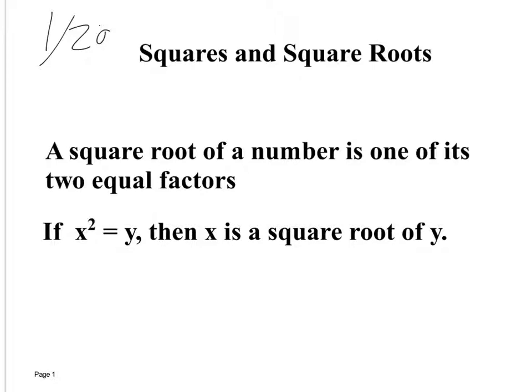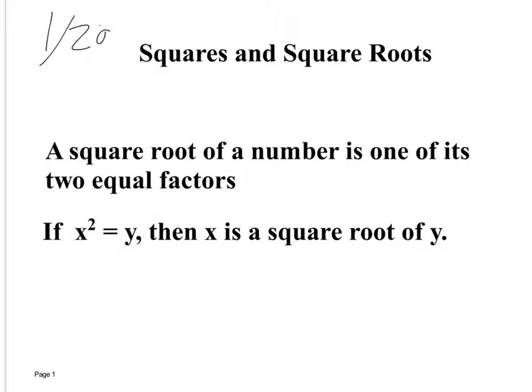So 1 times 1, the square of 1 is 1. The square of 2, 2 times 2, is 4. The square of 3 would be 9. The square of 4 would be 16. The square of 5 is 25, and so on. Okay, we know those. So when we talk square root, we're talking what number gives me that square.